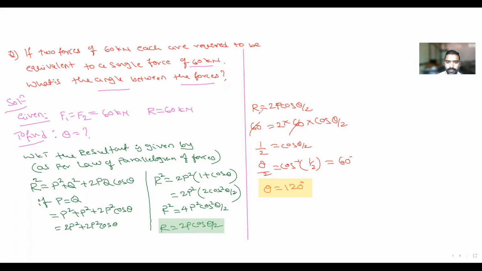You can find it by using this formula, or also by putting the values. Here you can put the values of R and P and Q so that you will get the value of cos theta.